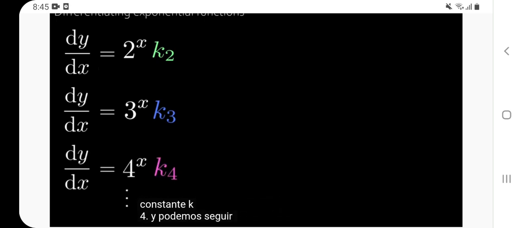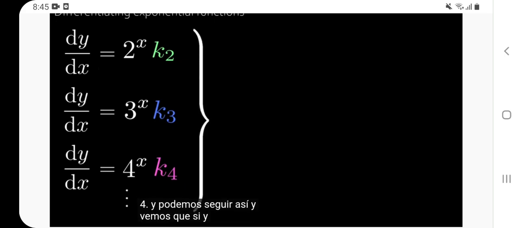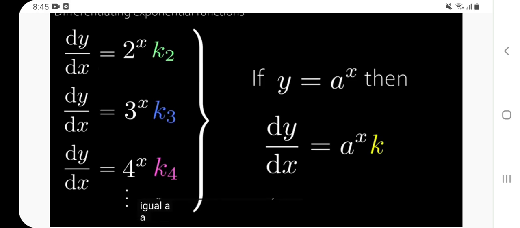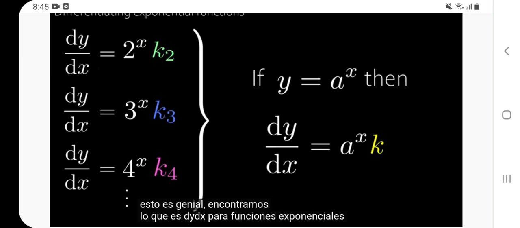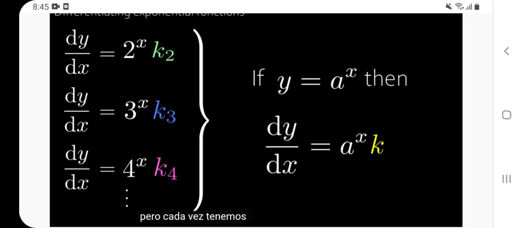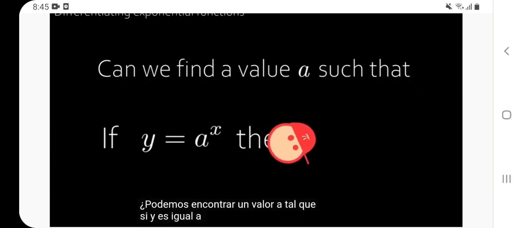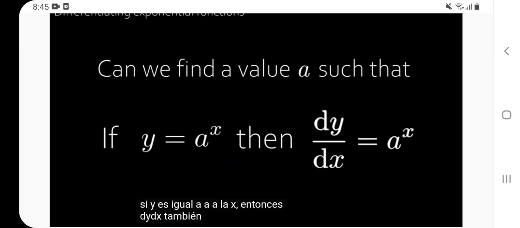And we can keep going like this, and we see that if y is equal to a to the x, then dy/dx is equal to a to the x times some constant k. Now this is great, we found what dy/dx is for exponential functions, but each time we have to calculate this constant k from scratch. So can we make k equal to 1? That is, can we find a value a such that if y is equal to a to the x, then dy/dx is also equal to a to the x?